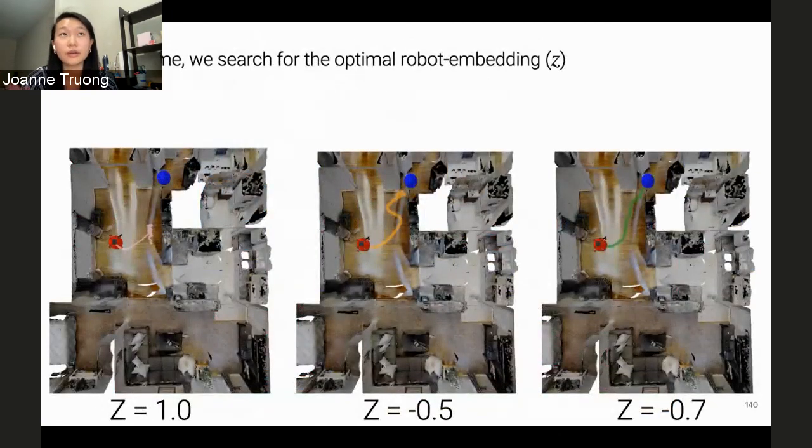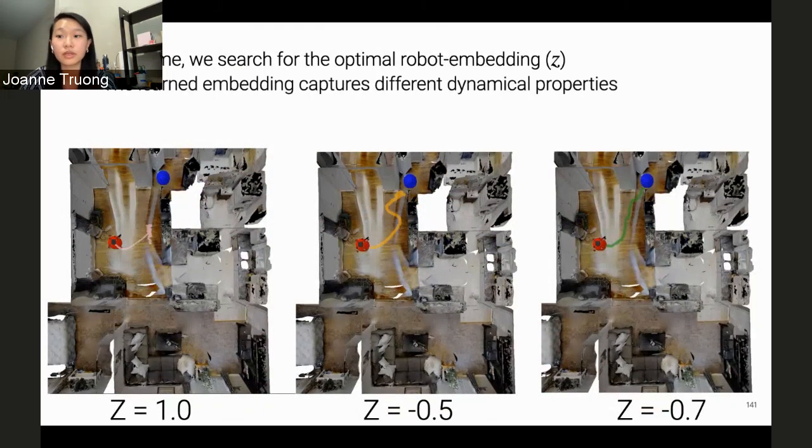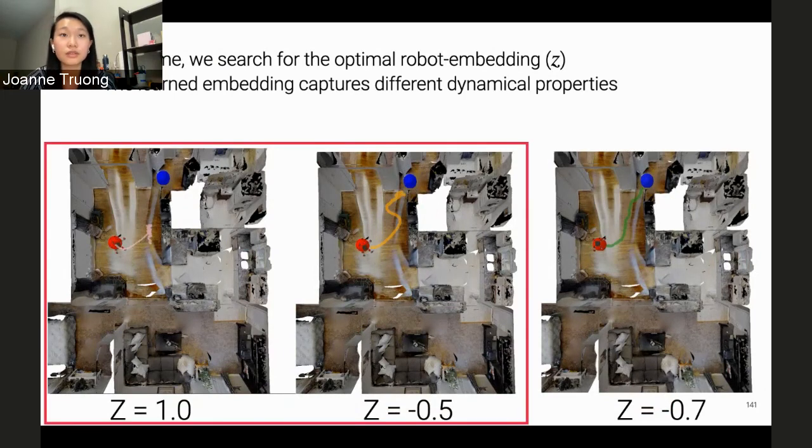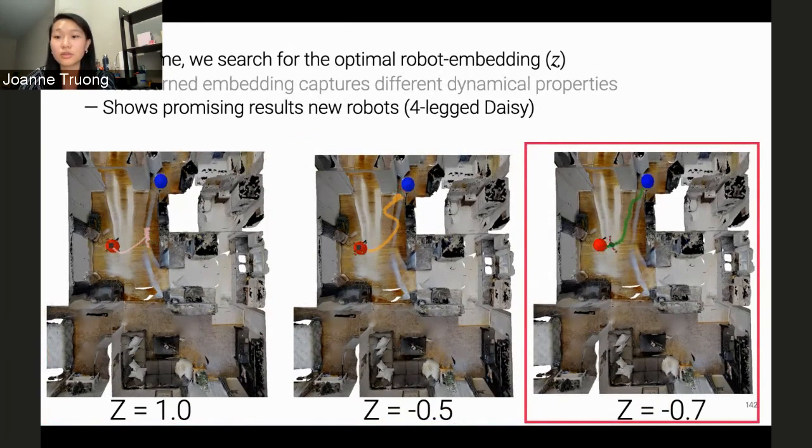So at test time, our navigation policies can be adapted to new robots by searching for the optimal robot embedding, and the learned embedding captures different dynamical properties of each robot, such as turning radius and walking speed, which results in different center of mass trajectories. And our approach also shows promising results on robots that it has never seen before. So there was four-legged Daisy, and it was able to reach the goal in a relatively straight path.